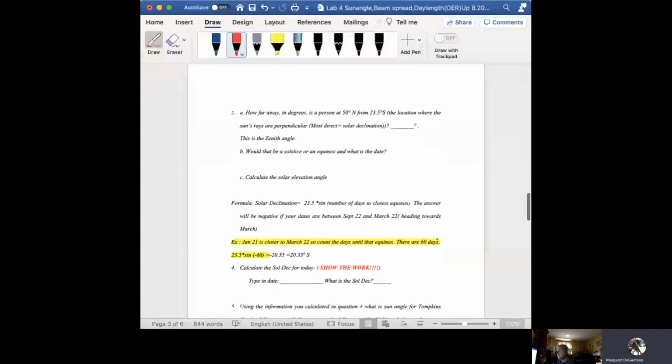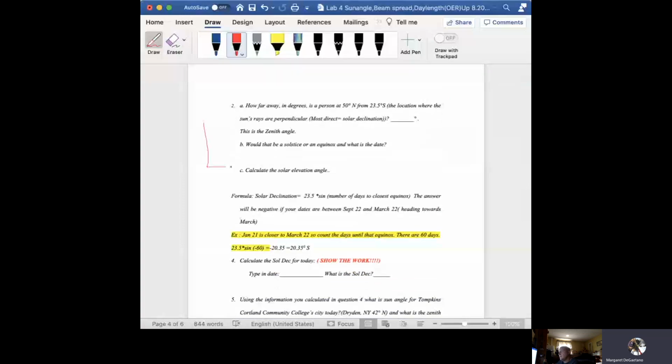The zenith angle is related to the sun angle. The sun angle measures how far up I look to see the sun from the horizon. The zenith angle is this, so it's 90 minus whatever our sun angle is.